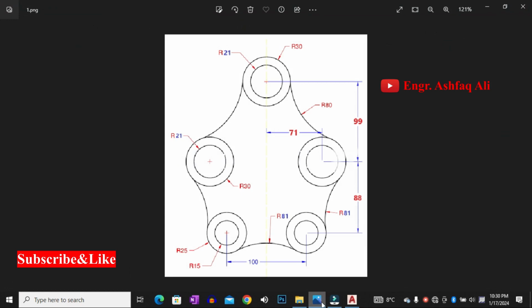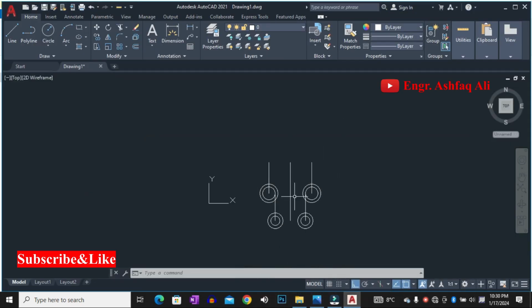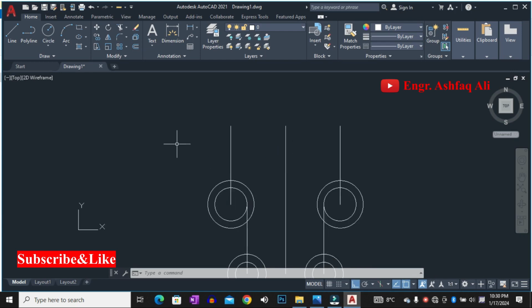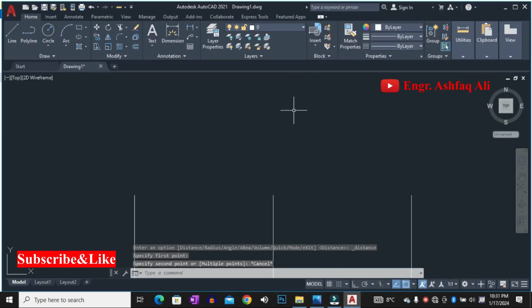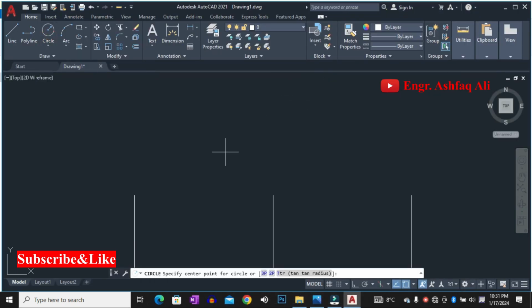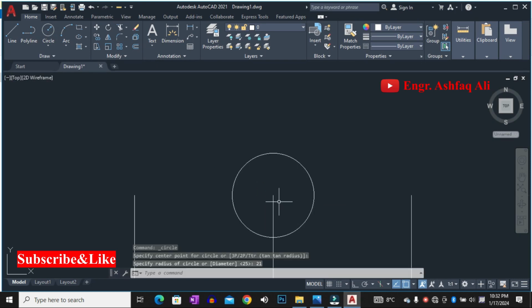At the top of our figure, I am going to draw two circles with a radius of 21 and 30. So again select a circle and draw two circles with a radius of 21 and 30.